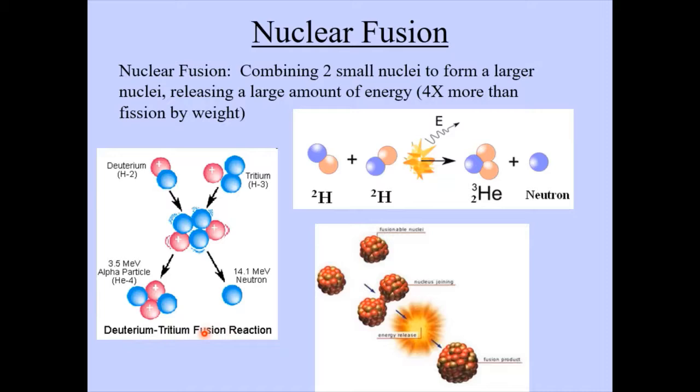This is a deuterium-tritium fusion reaction where you have deuterium, which is H2, and tritium, which is H3. These are 2 isotopes of hydrogen. They can fuse together. This is actually the reaction that is used in the hydrogen bomb, the fusion bomb, and it fuses together and releases a tremendous amount of energy. You can see this neutron is kicked off with 14 million electron volts of energy, and this alpha particle has about 3.5 million electron volts of energy.